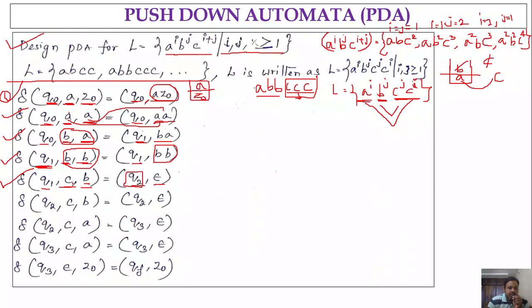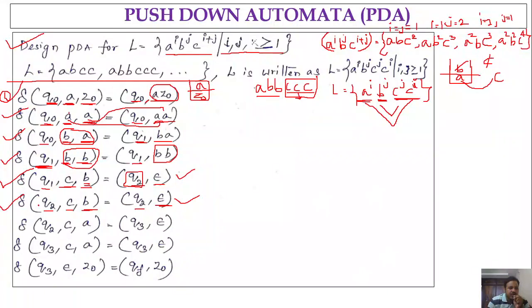So when we are in state q1, if we get small c as input and the top of the stack is b, we go to the state q2 and push nothing onto the stack. So q2 comma epsilon, we are popping that. The next one is, in q2, if the input symbol is c and the top of the stack is b, you will be in the same state q2 and we are not going to push anything. So q2 comma epsilon.